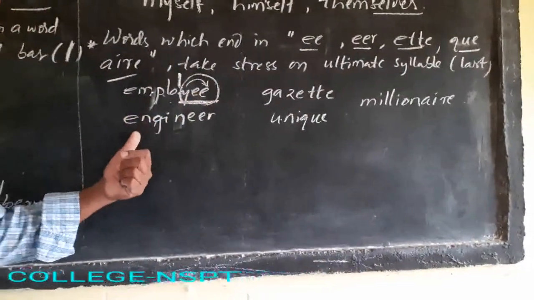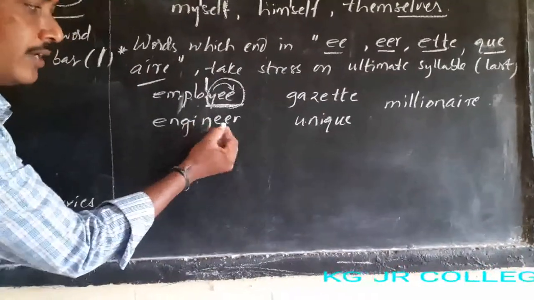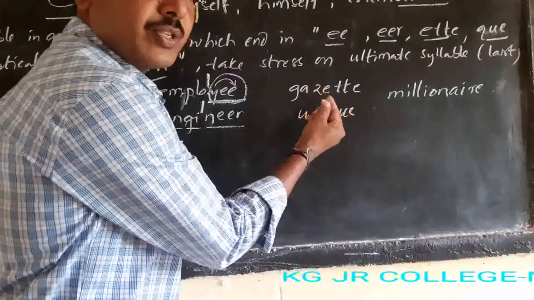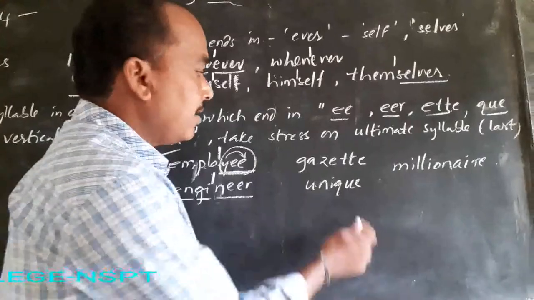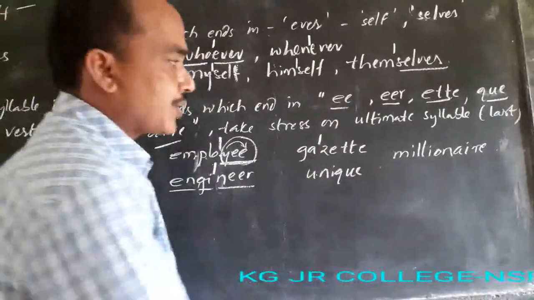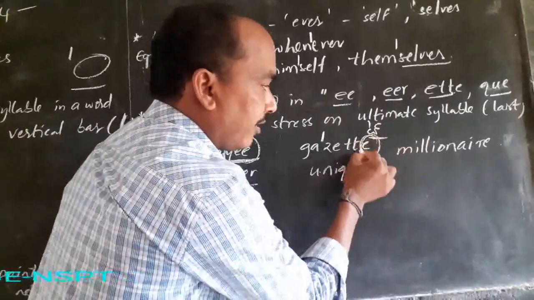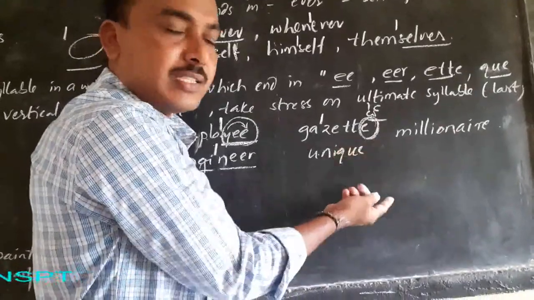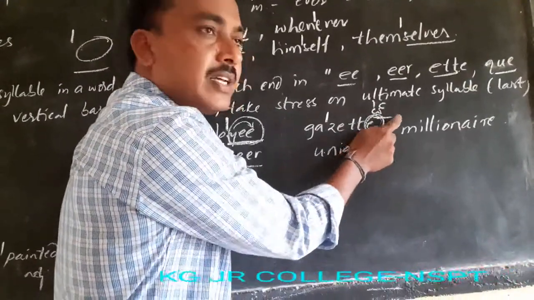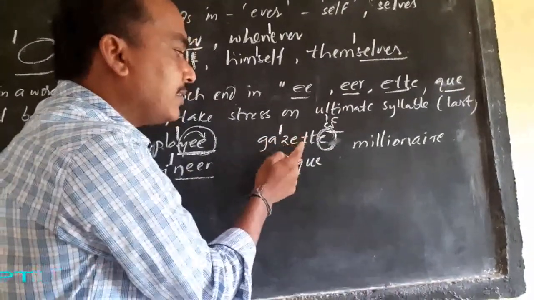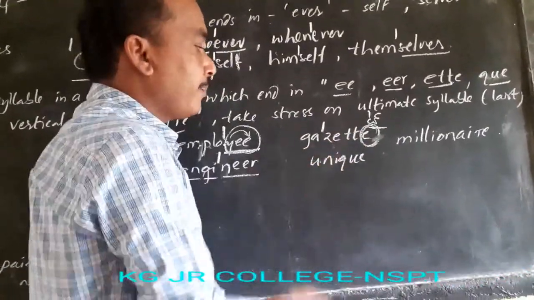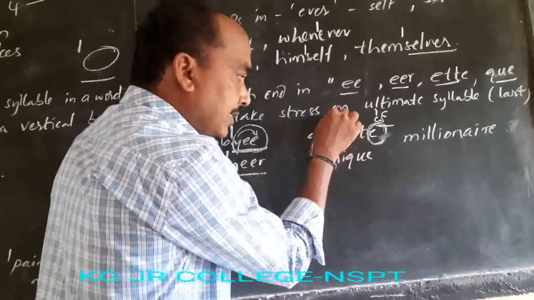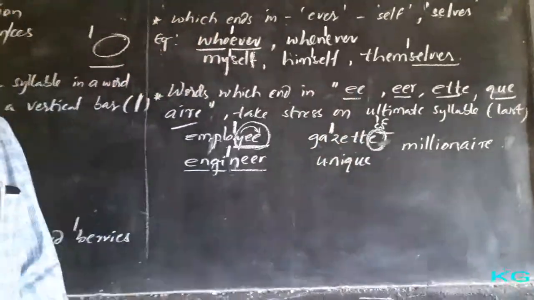The next one, engineer: the near part is stressed. Next one, gazette. How many syllables are there? Two. When a silent letter comes, meaning the vowel is not producing its sound, it should not be considered a vowel. If it produces a sound, then it should be considered a syllable. It is not giving its sound, it is silent, so you don't consider it a syllable. This is one and this is another, so only two syllables in this word. That's why, after the first syllable, ga-zette. Because it ends in E-T-T-E and starts from Z, after A and before Z you have to use the vertical bar.